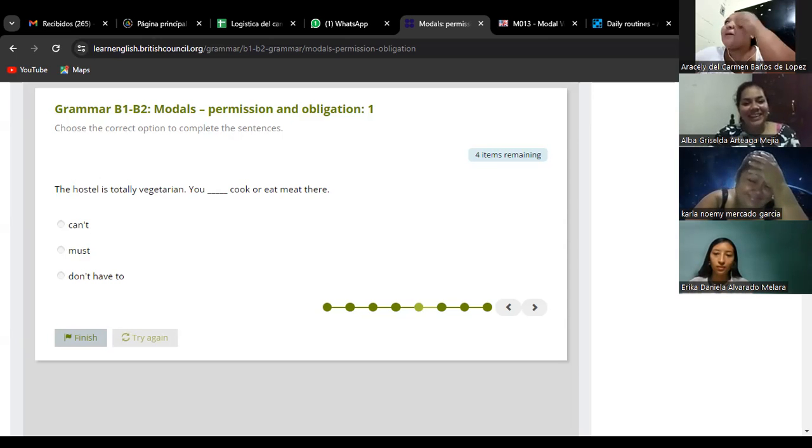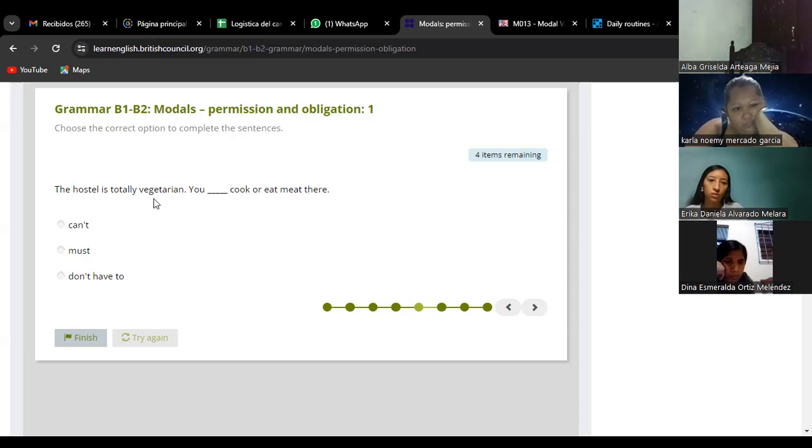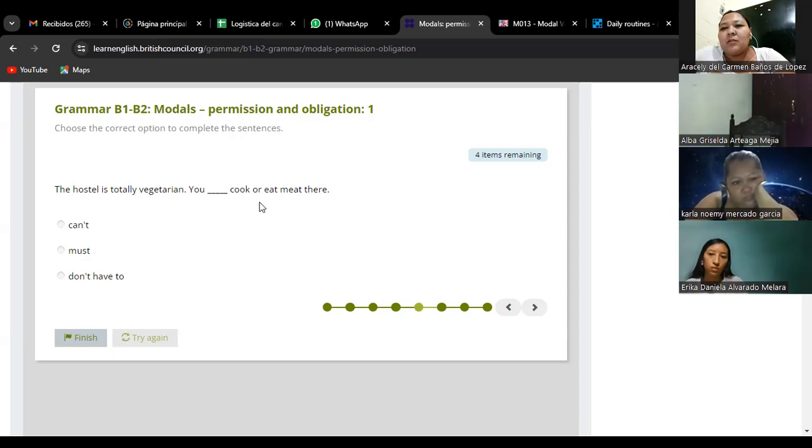Ok. Yes, Mario. En esta oración, Cup, ¿se puede referir a una habilidad? Muy bien. Dice, the hostel, o sea, el hostal, is totally vegetarian. Vegetarian es vegetariano. Es bien parecido al español, vegetarian. Okay, you, y luego dice, cook or eat meat. Ya vimos lo que significa meat. Okay, ¿qué era meat? Carne. Carne, okay.